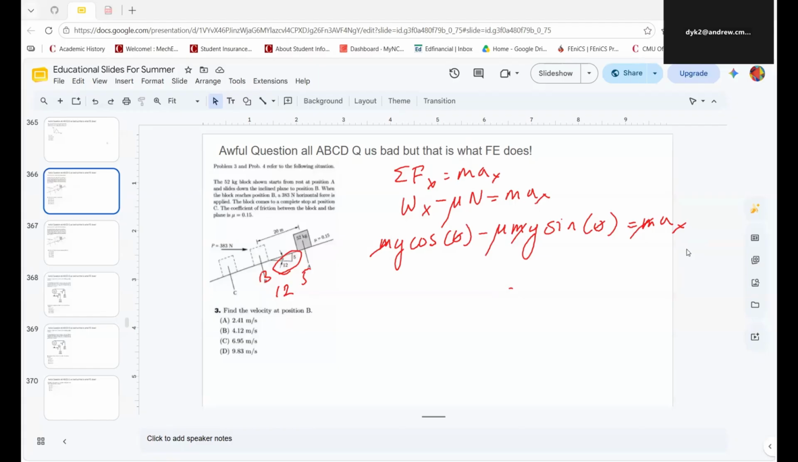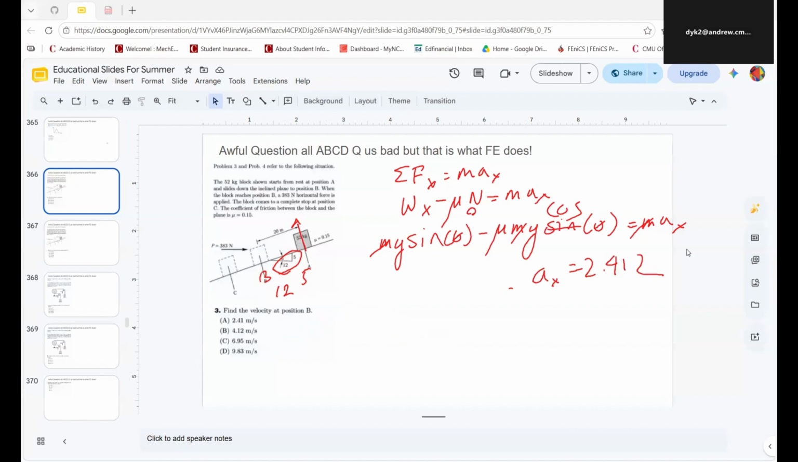5, 13. I think, yeah, that's 5 over 13. Oh, wait, I think this is wrong. I think this is sine, and this is supposed to be cosine. Sorry. Because this N over here is N. So if you look over here, it's obviously this angle over here, which is this angle. So the cosine is that, which I don't know why I didn't think of that. So I flip all those signs, so it's 12. And then the other one is definitely 5, which gives you a_x equal 2.412.